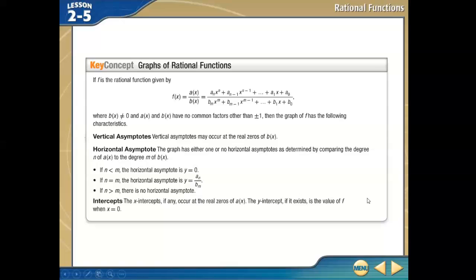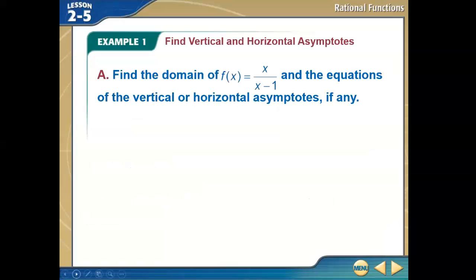All righty. Let's work a couple problems. Okay. So finding vertical and horizontal asymptotes, we want to find the domain of f of x, which is equal to x over x minus 1, and the equations of the vertical and horizontal asymptotes, if any.